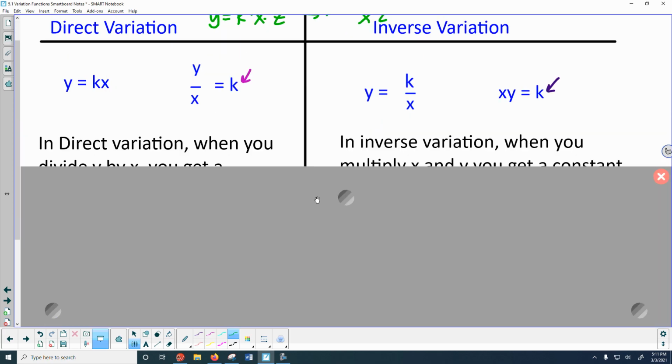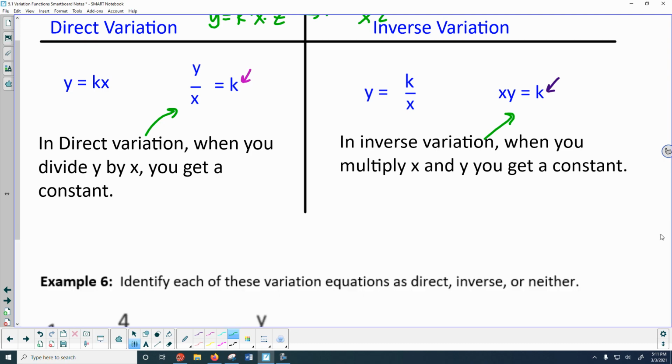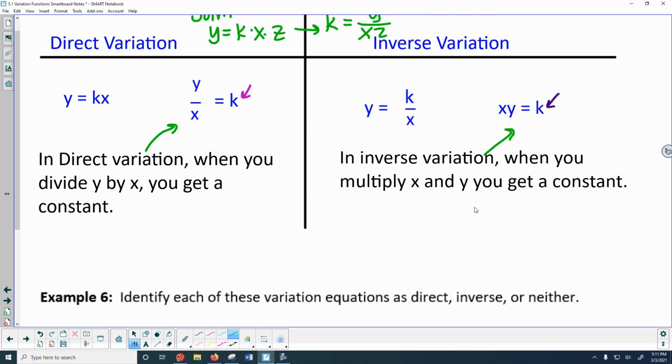Okay, so on your notes now, pick up. It's an indirect variation. When you divide y by x, you get a constant. That's what it's saying right here. That's how you find the constant, y divided by x. In inverse, when you're solving for k, well then you're multiplying x by y, because that's what you would do to undo the inverse variation, to solve for that constant you're looking for. So if we're doing that, we can use now some equations just to say if the equation is given, is it direct or inverse? And also from a table of values, is it direct or inverse, or neither?